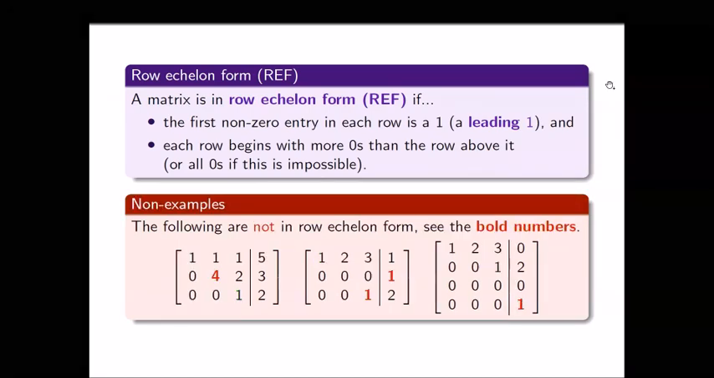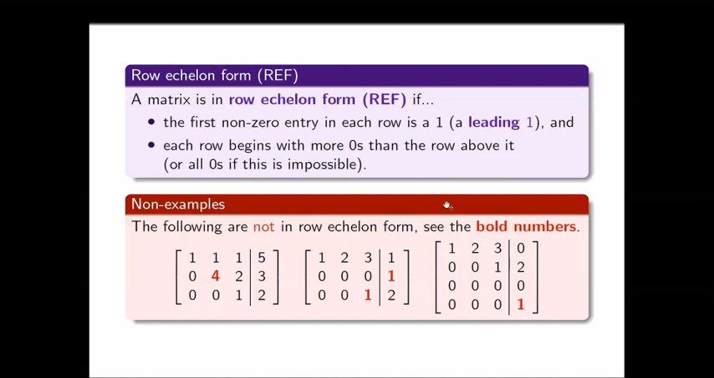And these are some of the non-examples of row echelon form. In other words, these are the matrices that are not in row echelon form for the following reasons. The first matrix has a 0, but then the leading term is not 1, it's 4. Therefore, this is not in row echelon form because it contradicts the first condition.